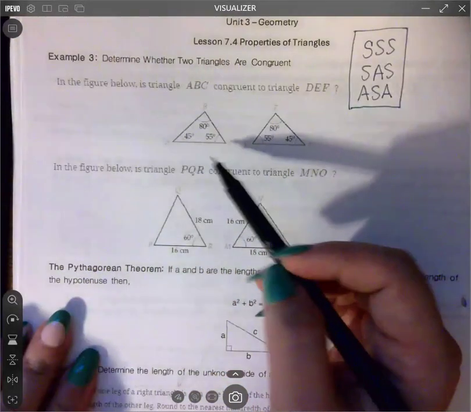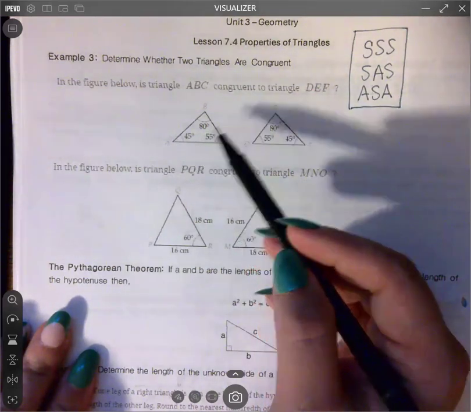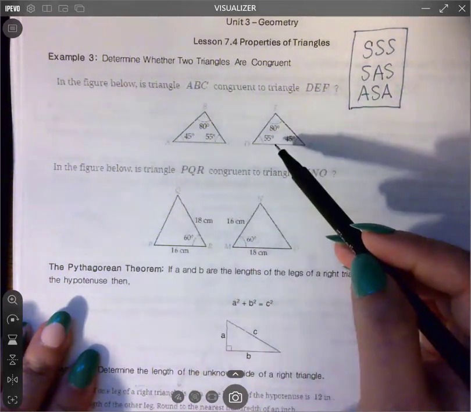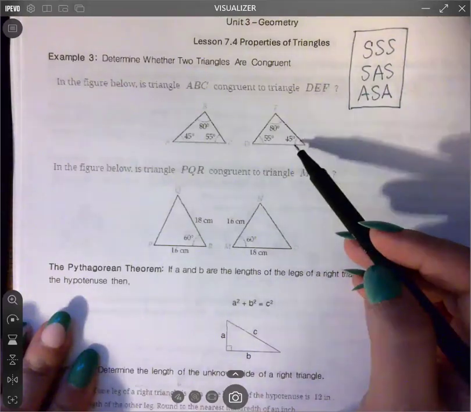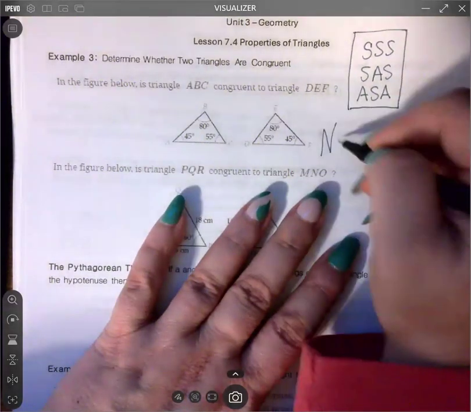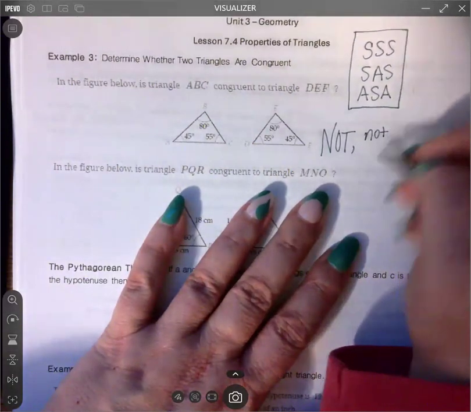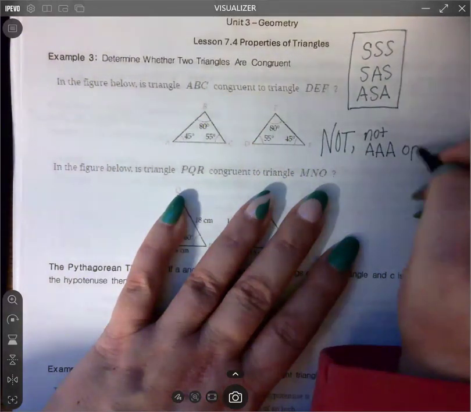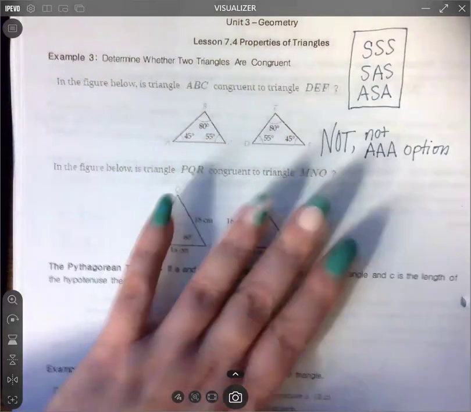So when you look at the first set, the first triangle shows that we have a 45-degree, an 80-degree, and 55-degree angle. And then the second triangle shows that we have a 55-degree angle, an 80-degree angle, and a 45-degree angle. These would not be congruent because there is not an AAA option. Knowing all three angle measures does not prove that the triangles are congruent.